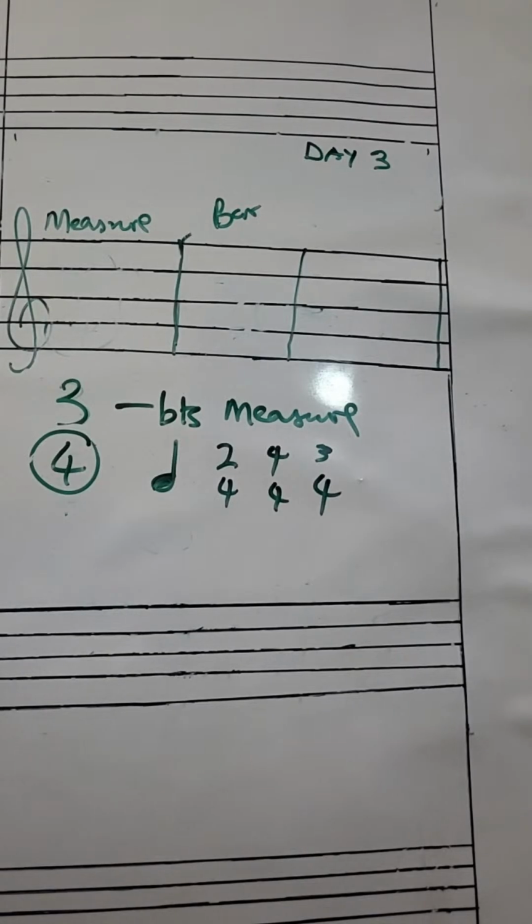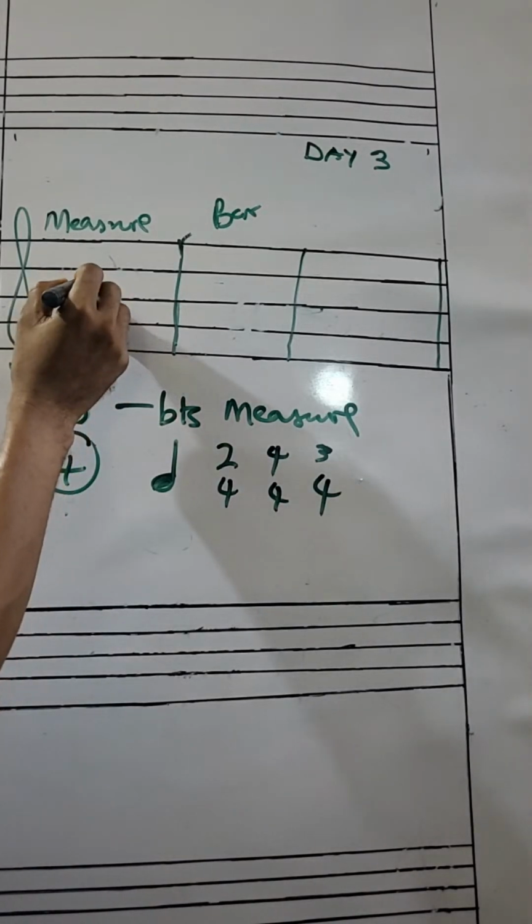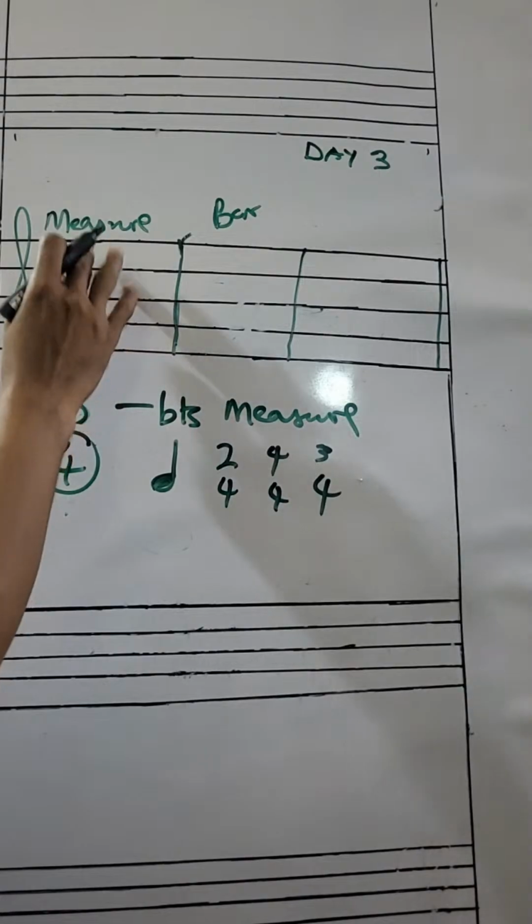Next, we have to know how to count. Now, when you say your quarter note takes one count, that means if we have, this is wrong.